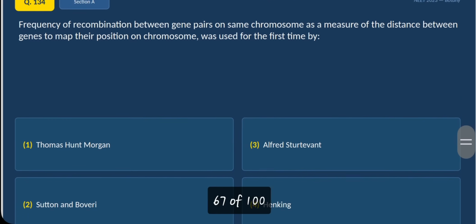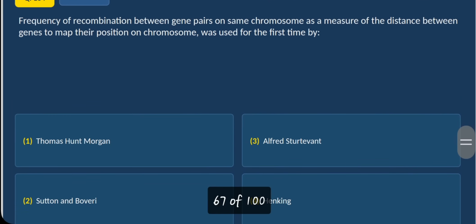Frequency of recombination between gene pairs on the same chromosome as a measure of the distance between genes to map their position on the chromosome was used for the first time by Thomas Hunt Morgan, Alfred Sturtevant, Sutton or Boveri. The answer is Alfred Sturtevant.